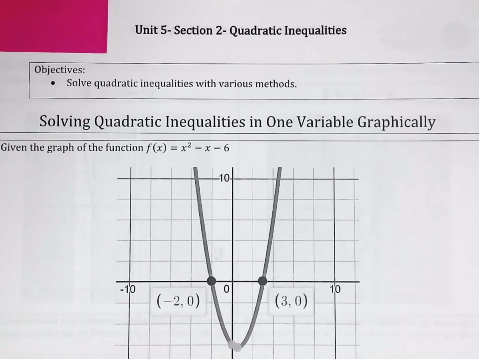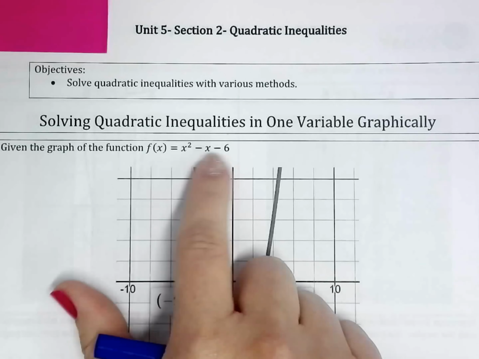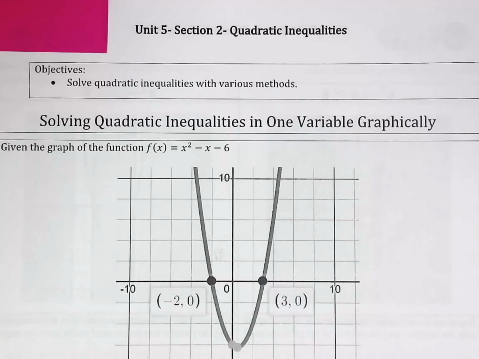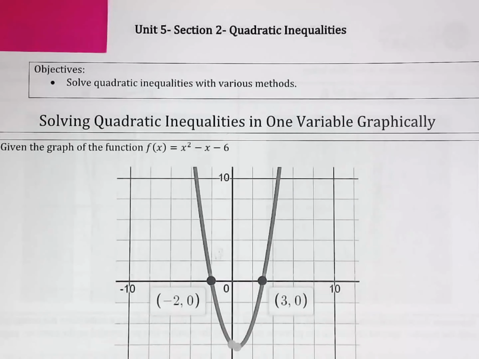Hi guys, this video is for Unit 5, Section 2 over quadratic inequalities. So here we have our function right there, x squared minus x minus 6, and they gave us the graph.